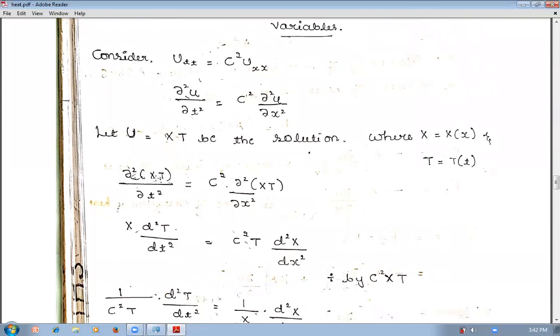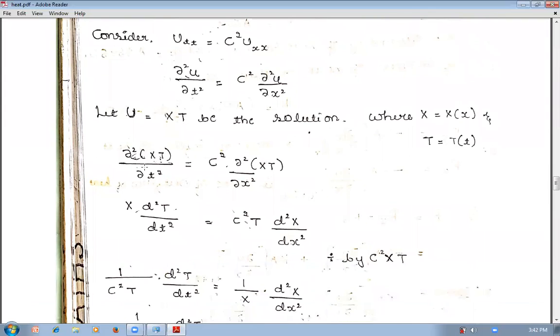Here u is replaced by x into t. Here X is a function of x and T is a function of t. So the independent variable is t here. Take X outside. X into del square becomes d square T divided by dt square, because this is a function of the single variable t, is equal to c square into T del square X divided by del x square, which becomes d square X divided by dx square.